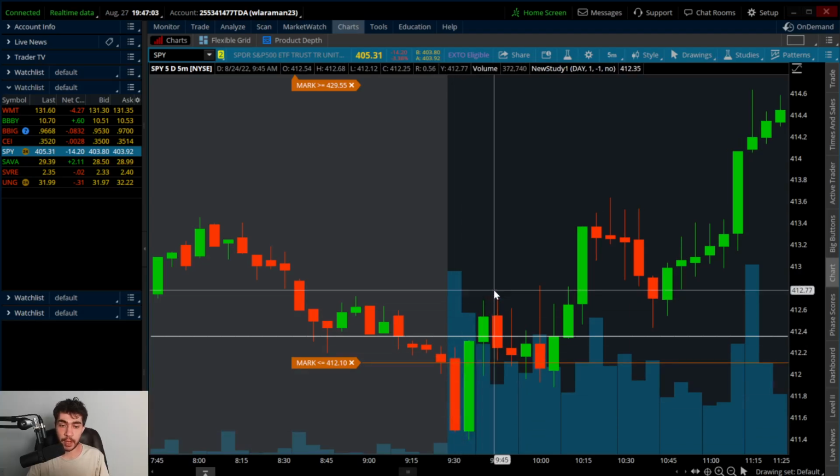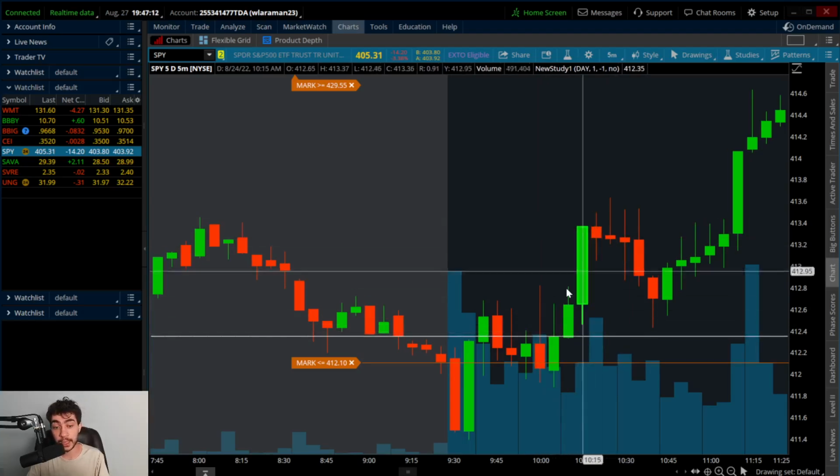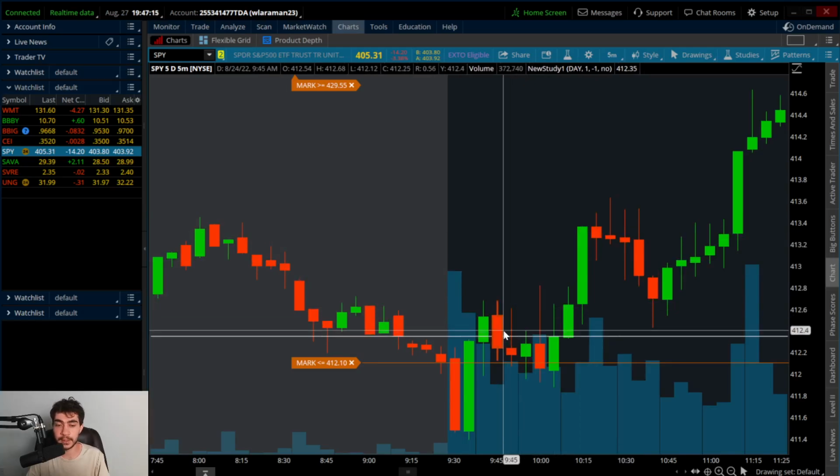And then it just kept rocketing. And then if it turns that previous closing price, 412.35 right here, if that reacts as a support level, SPY is going to continue to uptrend. And I made a nice quick 40% return on that within like 5 or 6 minutes.